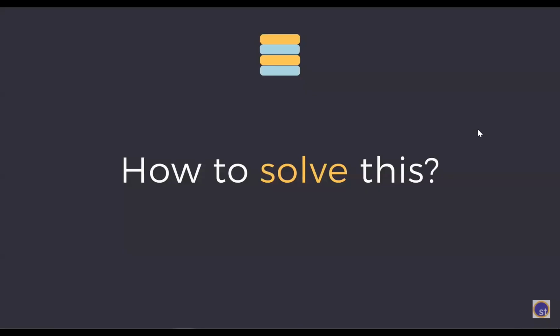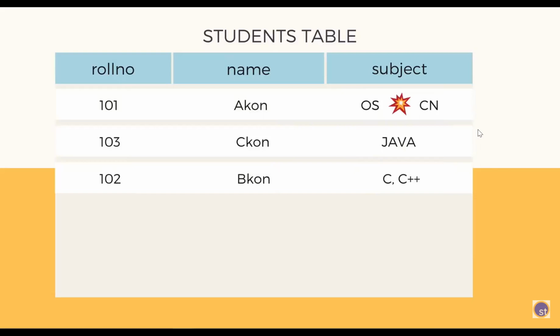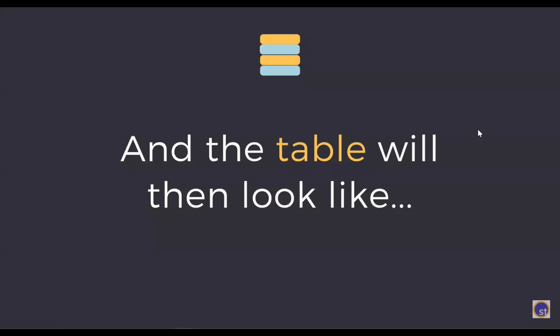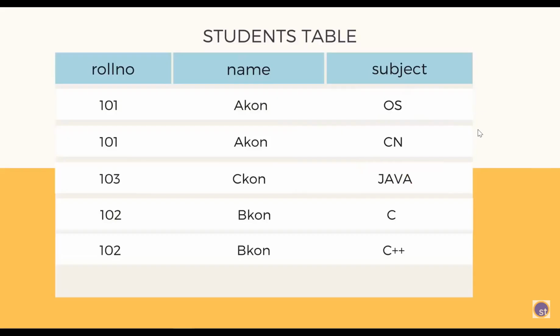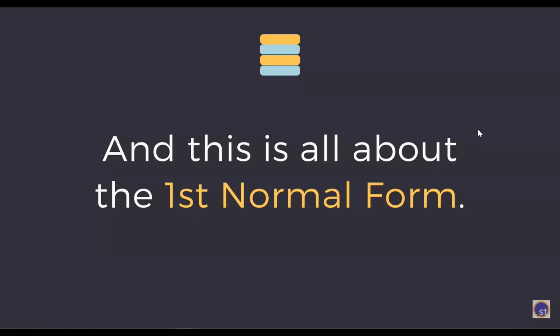Now, how to solve this problem? It's very simple, because all we have to do is break the values into atomic values. By doing so, although a few values are getting repeated, the values for the subject column are now atomic for each row. Hence, the table is in first normal form.